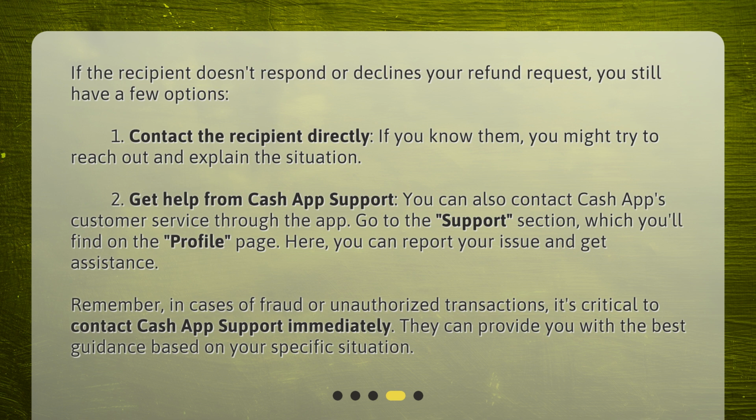2. Get help from Cash App support. You can also contact Cash App's customer service through the app. Go to the Support section, which you'll find on the Profile page. Here, you can report your issue and get assistance. Remember, in cases of fraud or unauthorized transactions, it's critical to contact Cash App support immediately. They can provide you with the best guidance based on your specific situation.